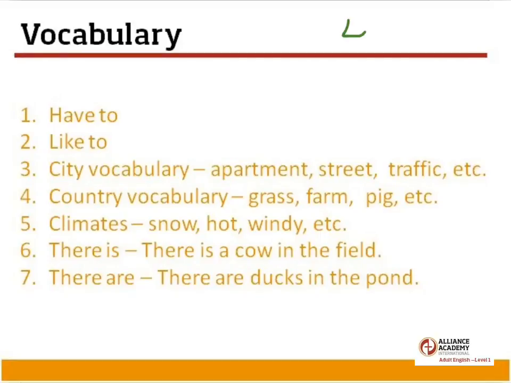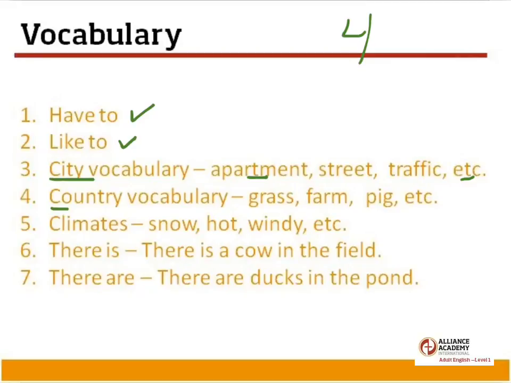Vocabulary for Module 4. Again, we're going to be talking about things we have to do. Tengo que. Things we like to do. We also need to really memorize vocabulary for the city. So use your textbooks and really understand the words like apartment, street, traffic, etc.